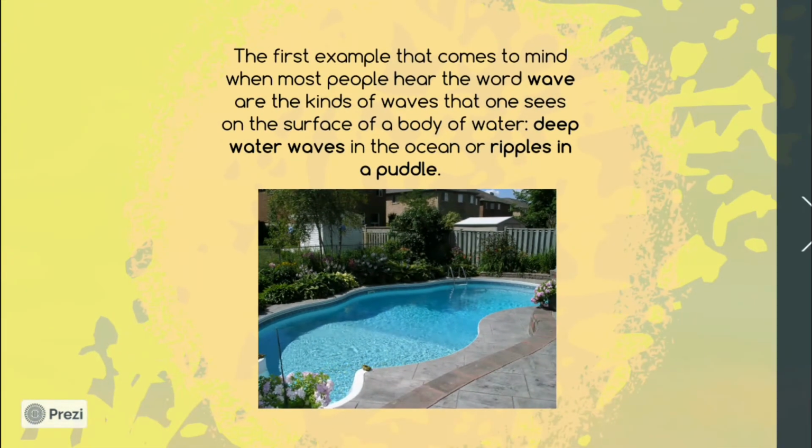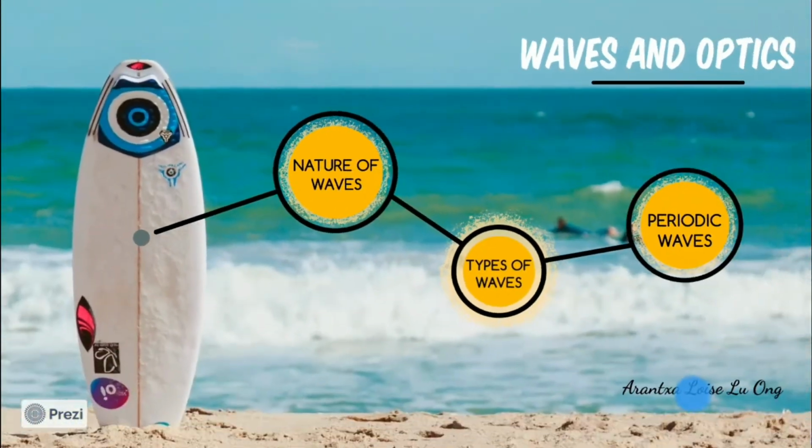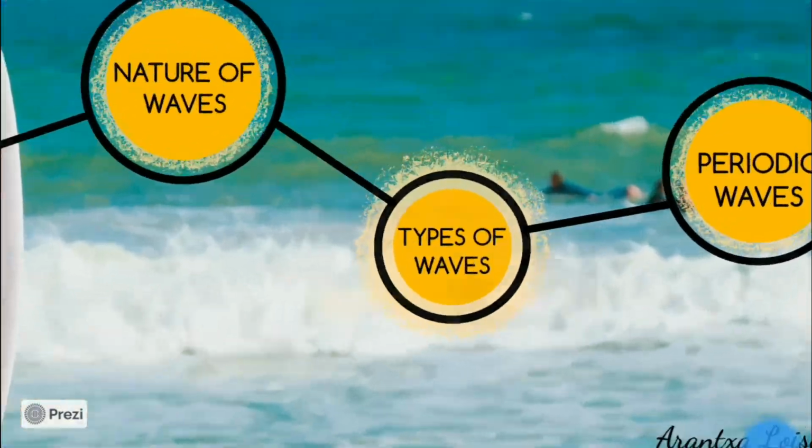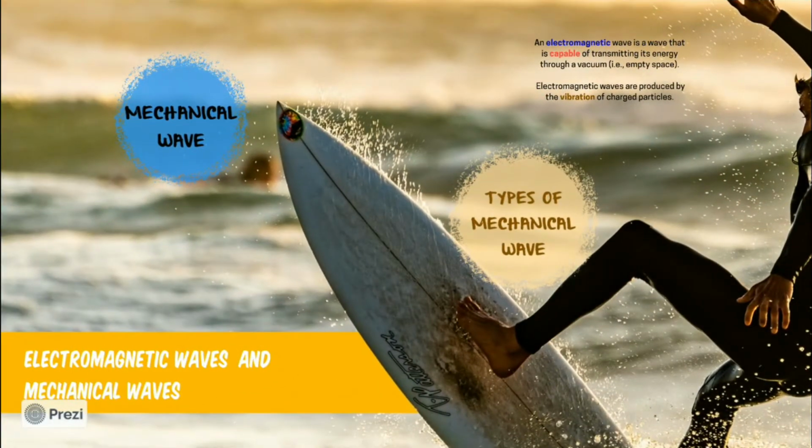Okay, let us now proceed with our second topic, which is the types of waves. There are two main types of waves, which are electromagnetic waves and mechanical waves. But first, let us define electromagnetic waves.